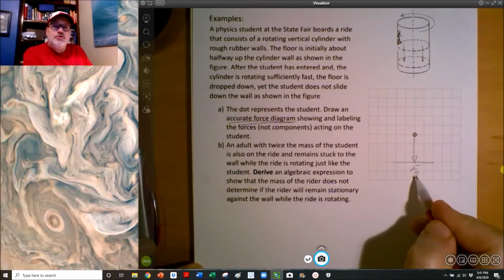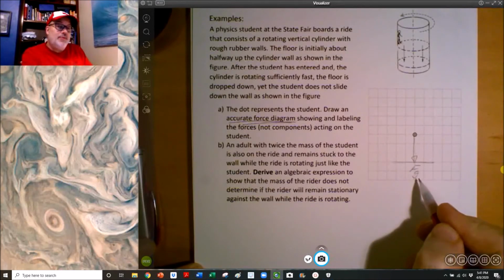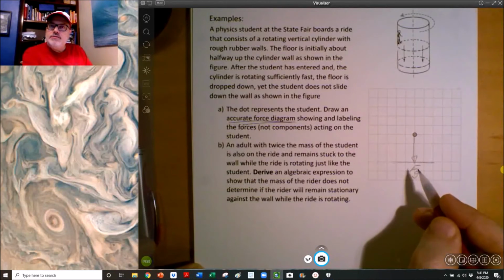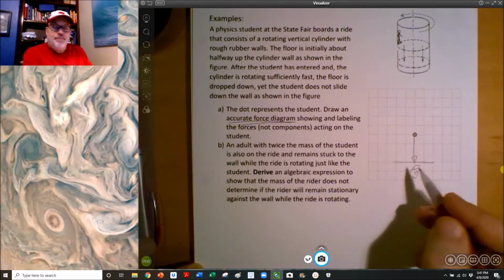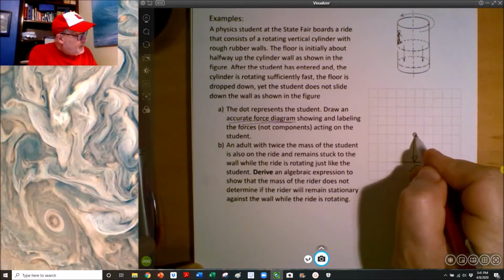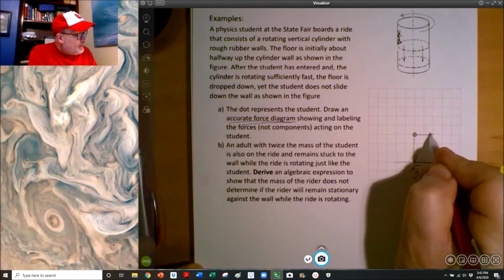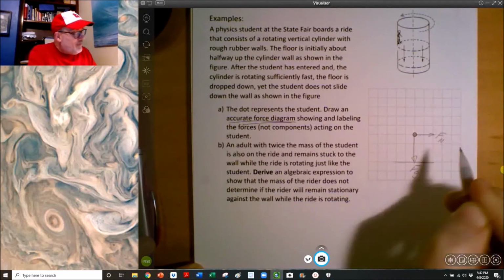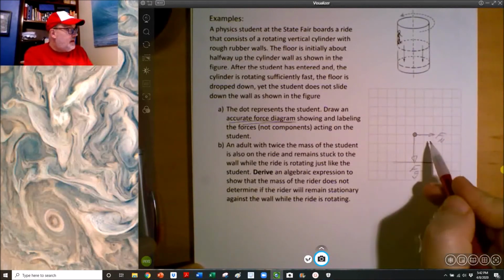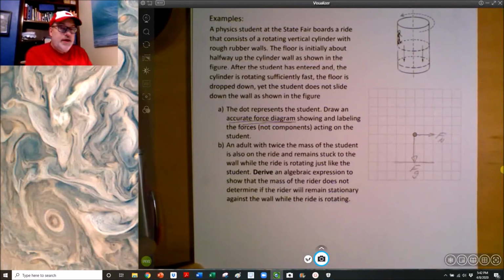Also, make sure that you label it. If you don't label it, you can't get credit. The free body diagrams are easy points. Don't throw them away. There has to be a force towards the center. Their back is against the wall. What's the length of this one? I actually don't have any idea. Could be larger or smaller than this one, but I'm just drawing it to this mark right here.